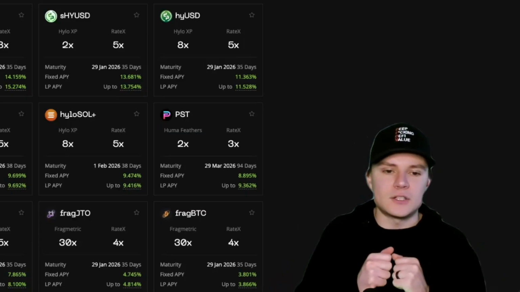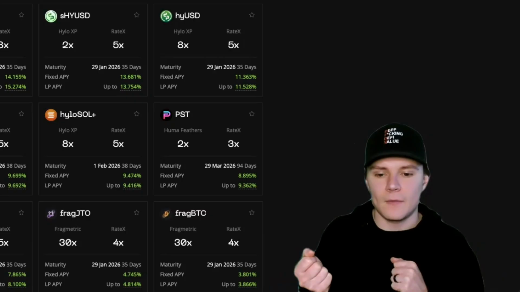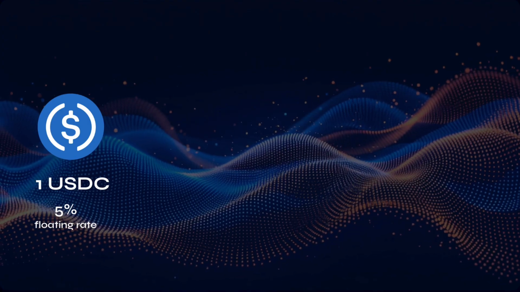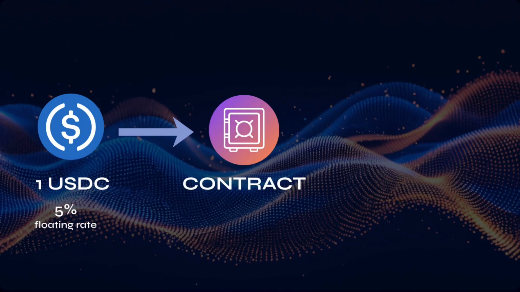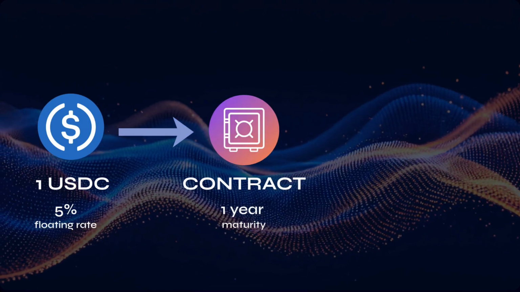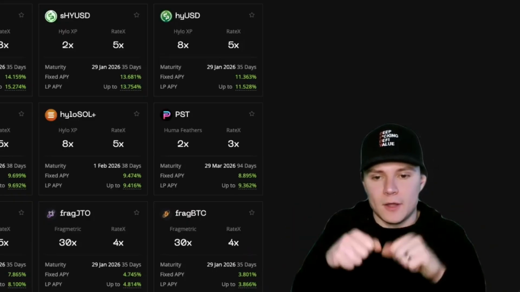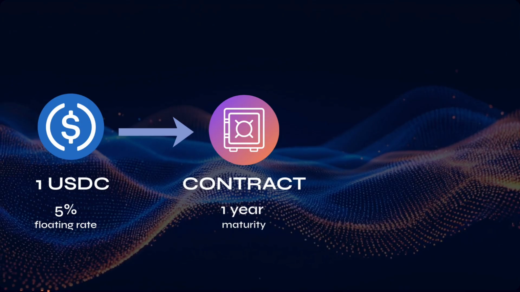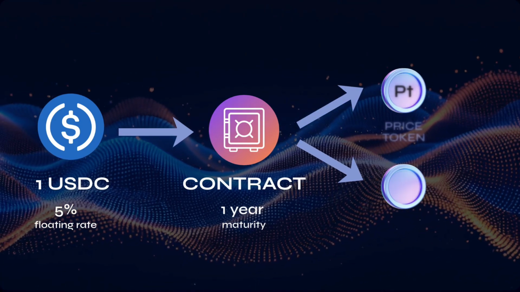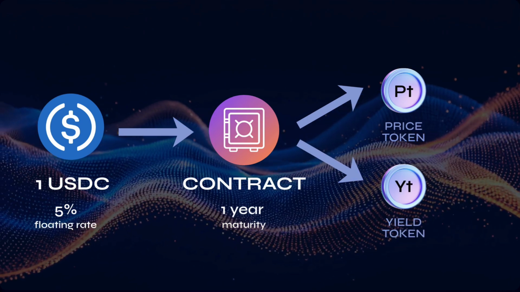So the way it works is you take a floating rate instrument. So let's take $1 as an example, one stablecoin, and you deposit it into a contract. And let's say that stablecoin is generating 5% yield. And let's say this is a 1-year contract. The contract will lock the token up, the underlying token, the one stablecoin, and it will split it into two separate tokens. You'll have what's called the PT, or the fixed rate token, and the YT, or the variable rate token.